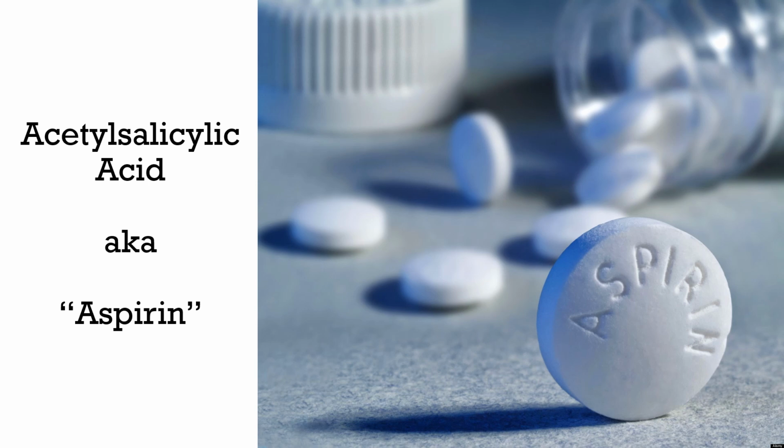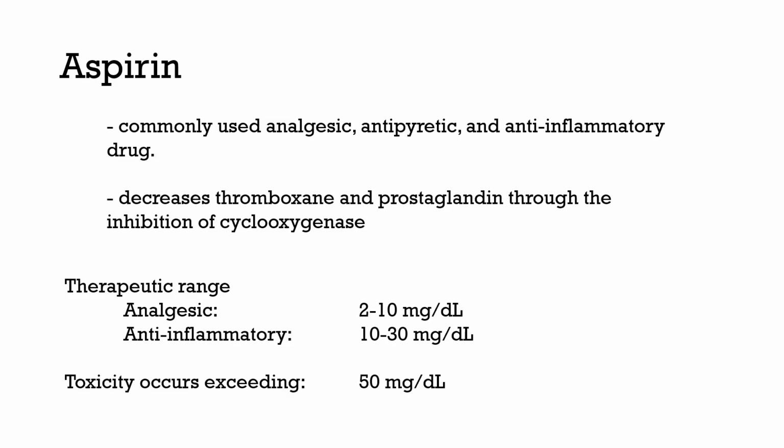Toxicology of therapeutic drugs, we have your salicylates. First, we have your acetylsalicylic acid, also known as your aspirin. It's a commonly used analgesic, antipyretic, and anti-inflammatory drug, which decreases thromboxane and prostaglandin through the inhibition of the cyclooxygenase. Therapeutic range of your aspirin as an analgesic is 2 to 10 milligrams per dL, and as an anti-inflammatory, it is 10 to 30 milligrams per dL, and toxicity would occur once it exceeds 50 milligrams per dL.